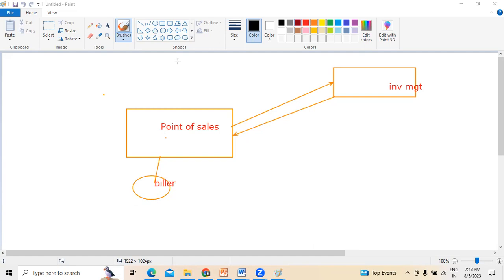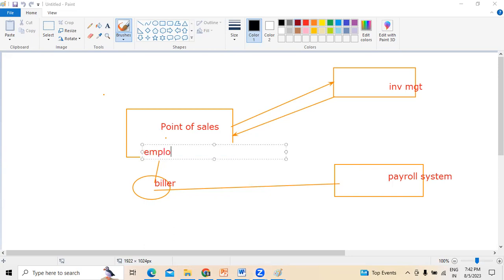Where will this employee data be registered and stored? It will be stored in the payroll management system. Because this person relates to it, this biller is a person registered in payroll, and he'll be logging in. How is he logging in? Is he logging in based on the employee identity? If he's an employee of the organization, then only he is eligible to log in.